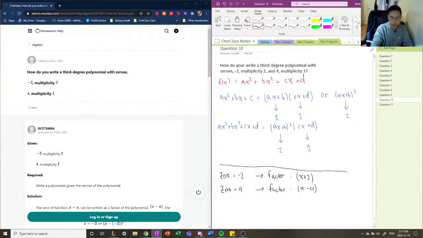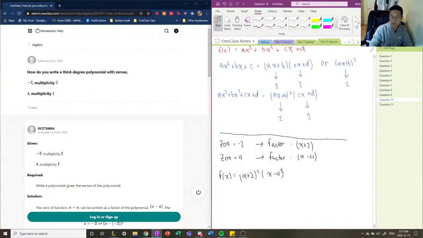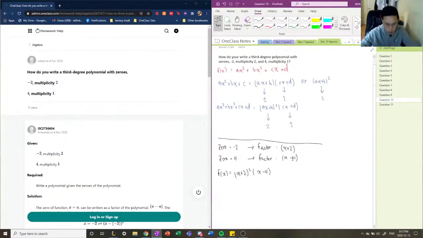So now we need to consider the multiplicities, right? Our first factor has a multiplicity of 2, and our second one has a multiplicity of 1. So therefore, our function f of x will be x plus 2 squared times x minus 4. Okay? So this is the factored form. They want the third degree polynomial, so we're going to give it to them.